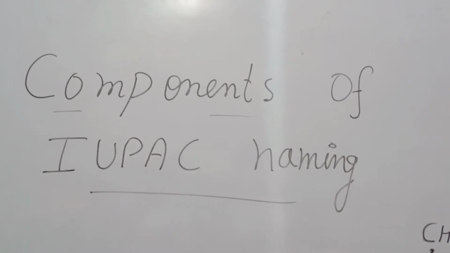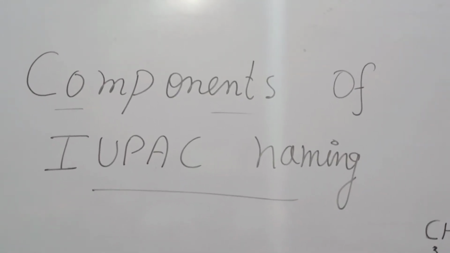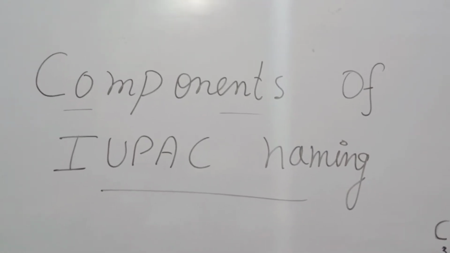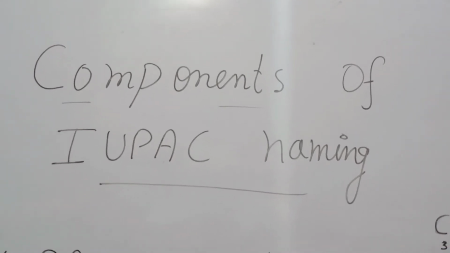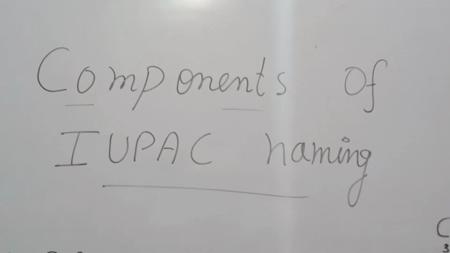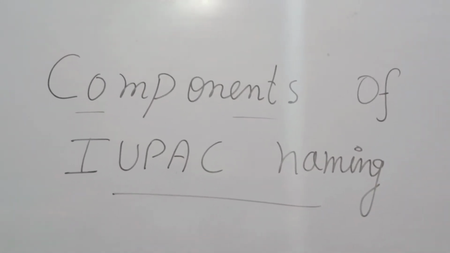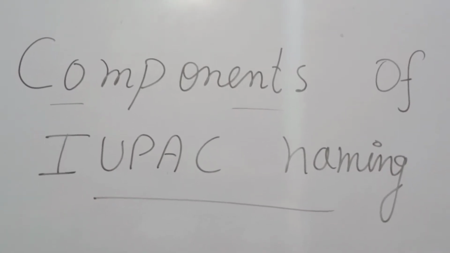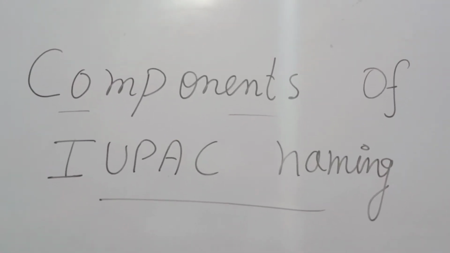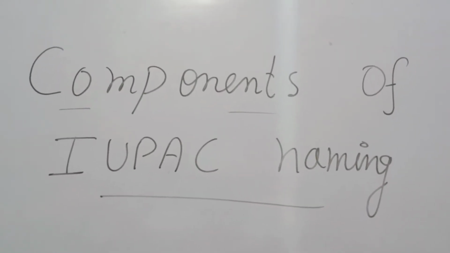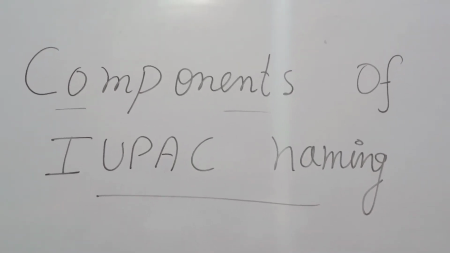So, as per the IUPAC guideline, a name given to any chemical molecule or any chemical substance, especially an organic compound, the name of that particular organic compound consists of various components which are arranged in a systematic order in order to frame its name.